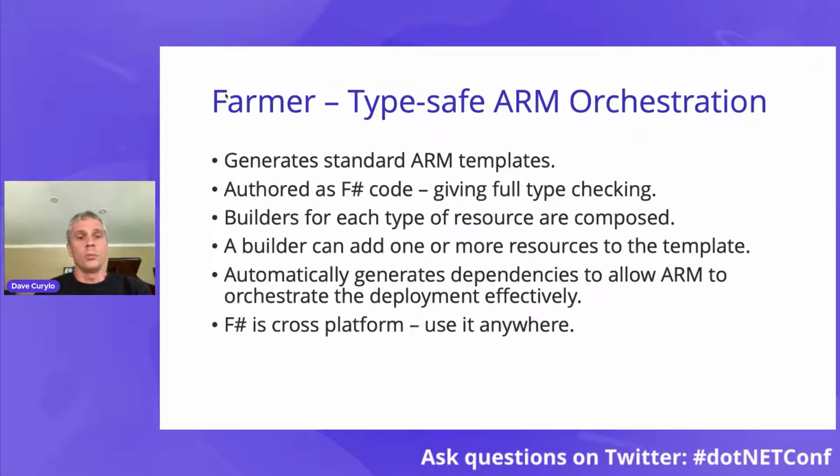A builder can add one or more resources to templates. Like a VM has network cards and storage accounts, and sometimes the VM disks. It has all these pieces that go with it. You'll just define a VM and then some options, and then you'll get all those pieces. The dependencies are automatically chained together. You get a regular ARM template out of Farmer, but you don't have to go in and hard code all the JSON for it. The cool thing is F# is cross-platform. You can use it anywhere. I think with .NET Core, they've even started to support it on Windows. So F# is not just a Linux and macOS tool anymore.